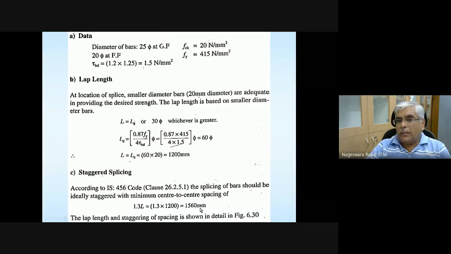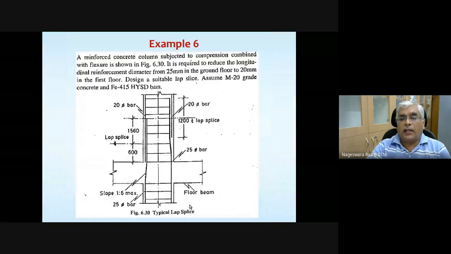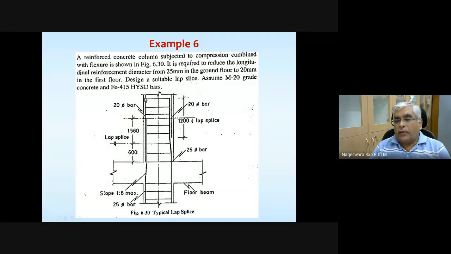So finally, the recommended thing is what is shown here. This is your 20 mm diameter bar, and this is your 25 mm diameter bar. Let me use the pointer. This is the 20 mm diameter bar, 25 mm diameter bar. This is the lap length.